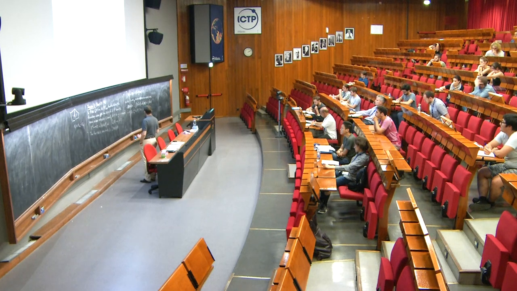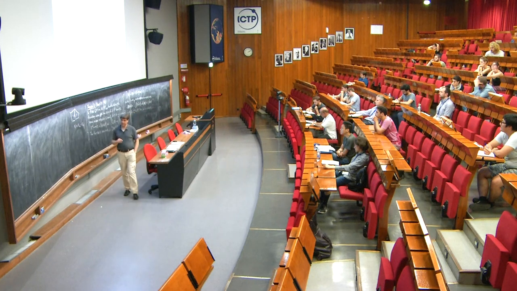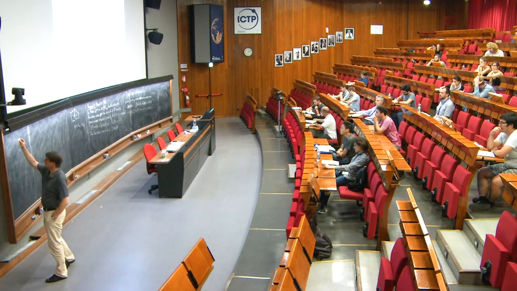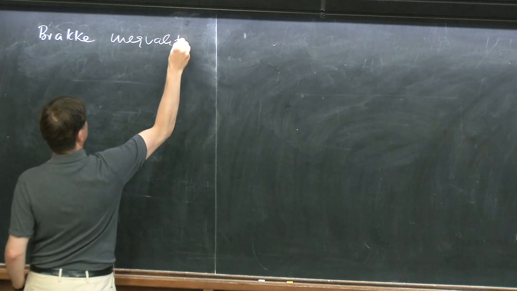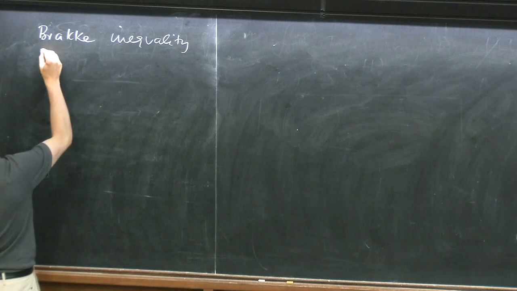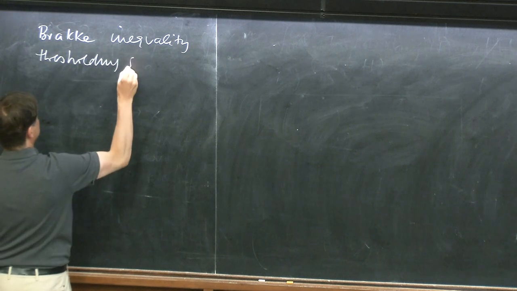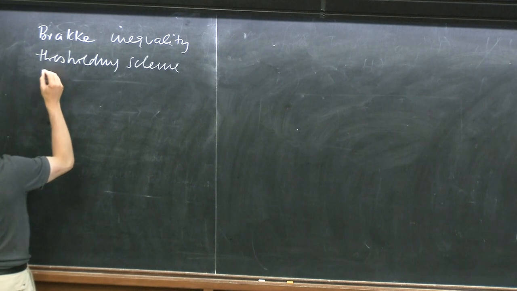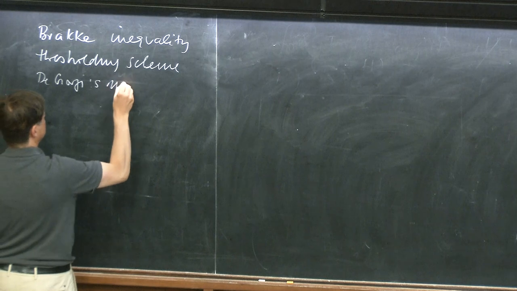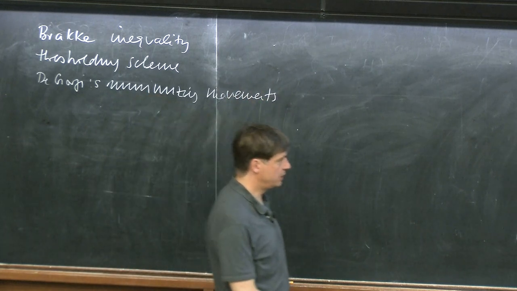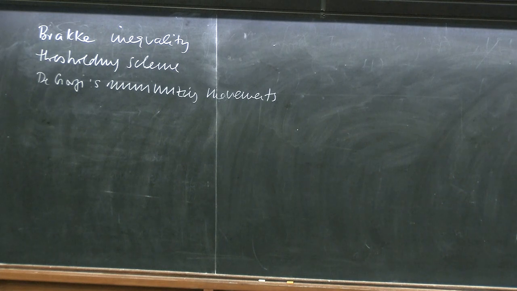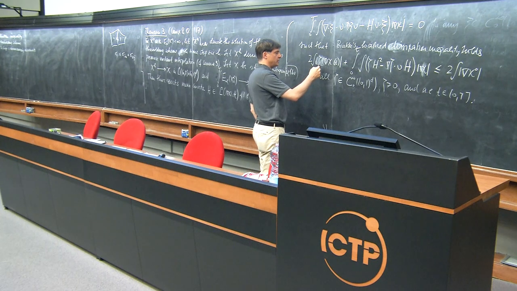So that's the statement. And now remember that the question was really to relate these three things: the Brakke inequality, which is there, the thresholding scheme, which this is a statement on, and Giorgi's minimizing movements, which will now play a role, in particular the first lemma. But for this, we need a different connection to what I showed you this morning, the minimizing movement interpretation of thresholding.